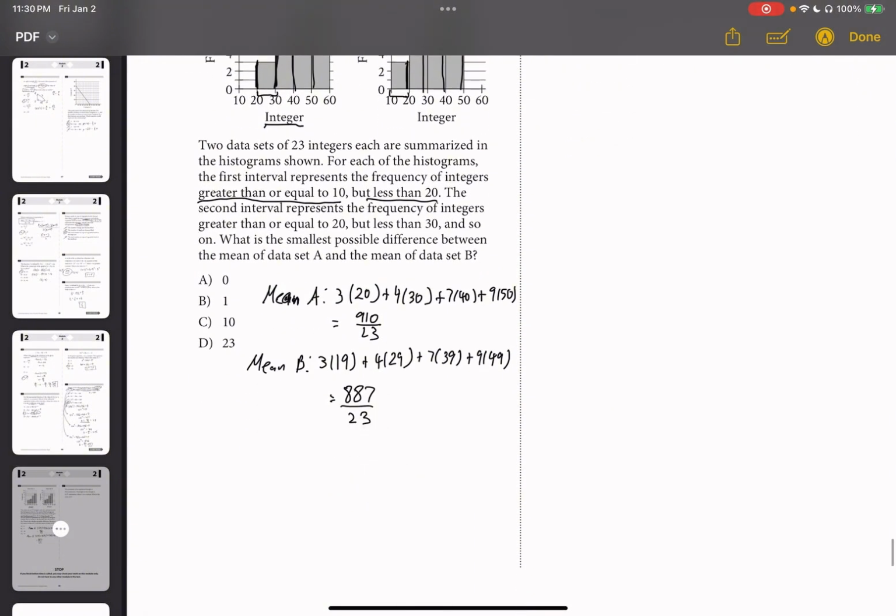Over 23. Now the difference between these is, well, let's just subtract. It's 910 minus 887, which is 23. So when we subtract these two from each other, we get 23 over 23, which is equal to 1. So the smallest possible difference in the means of data sets between A and B is 1.